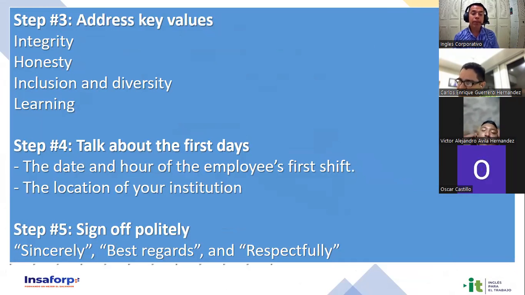Number four, right? Talk about the first date, right? The date and hour of the employee first shift. ¿A qué hora va a entrar el empleado? ¿A qué hora va a salir, right? The location of your institution, right? Is next to Colonia El Jocote. Okay, pasaje 20, no, etcétera, etcétera. En Cujucuyo, right? Cujucuyo es en Santa Ana, right? Se me quedan viendo algunos ahí como que si no existiera Cujucuyo, yes, es en Texistepec, Santa Ana, right? Okay, the location.